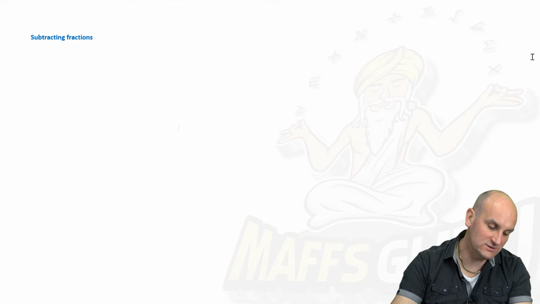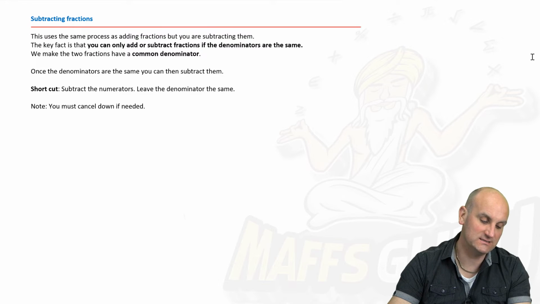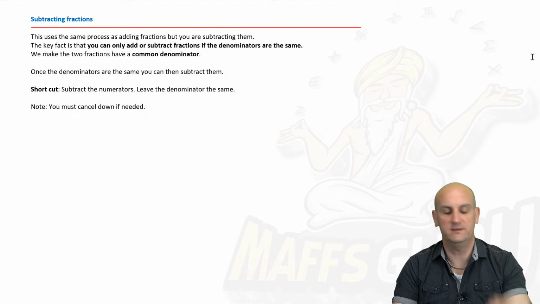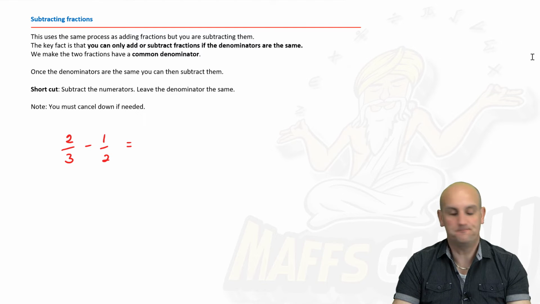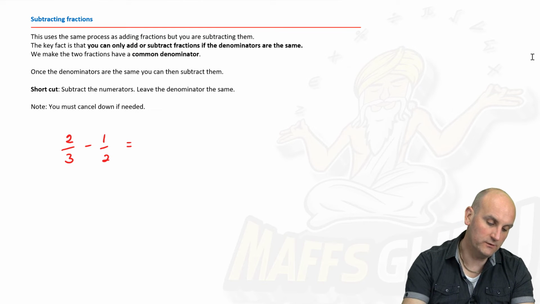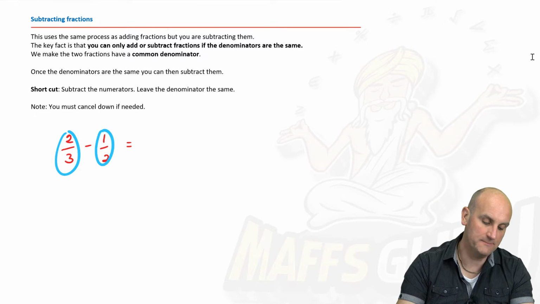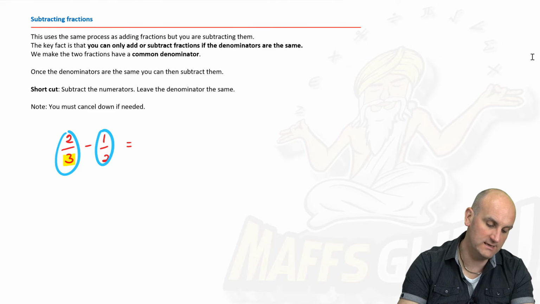Guess what, ladies and gentlemen? Subtracting fractions is exactly the same, but this time we're going to subtract. And so if I have 2/3 minus 1/2, are the bottoms the same? No, they are not. So what am I going to do? I'm going to turn the bottoms the same. I've got a 3 and a 2, so I'm going to multiply that fraction by 3 and that fraction by 2.